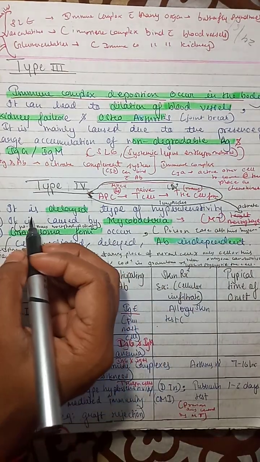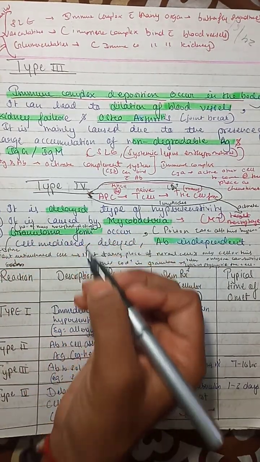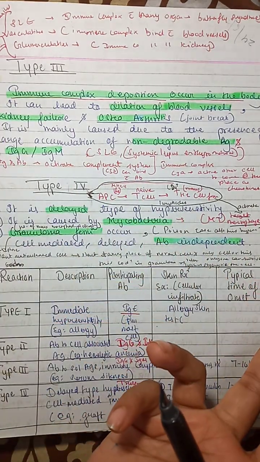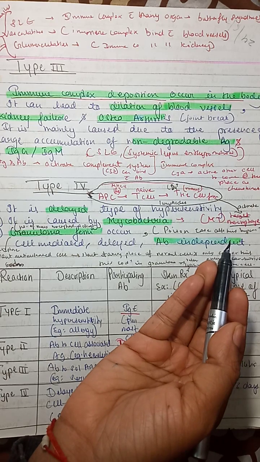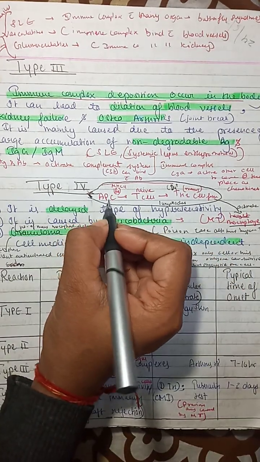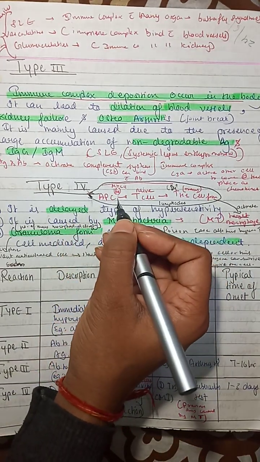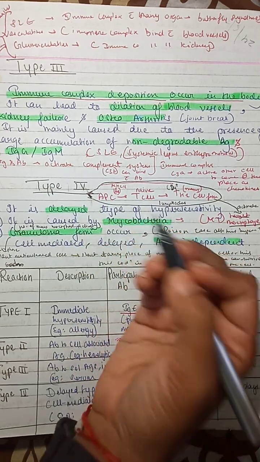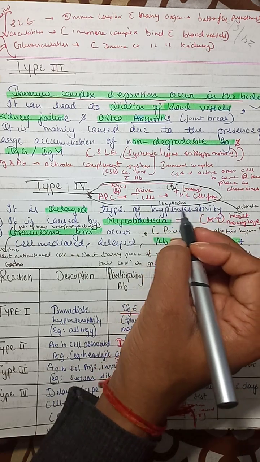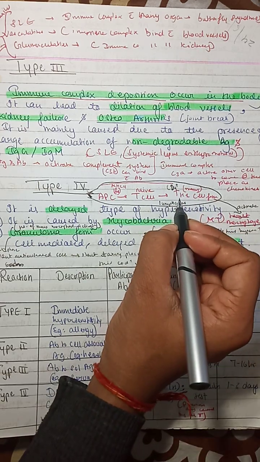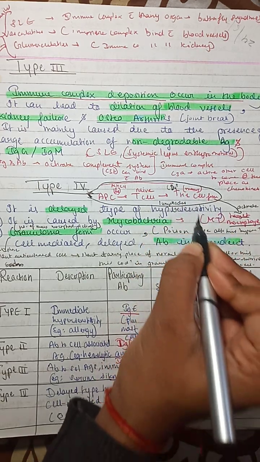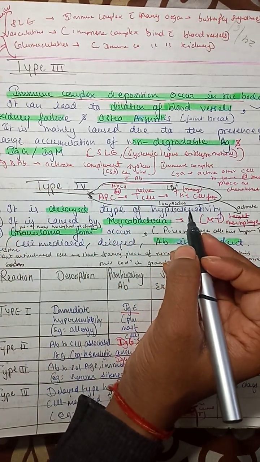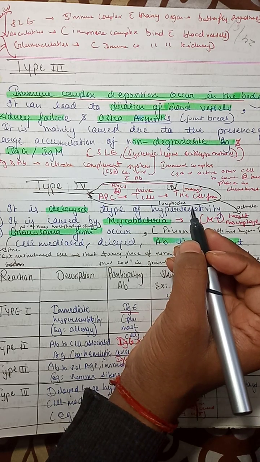Now, what is type 4 hypersensitivity? In type 4, antibodies don't play any role. It is a delayed type of hypersensitivity. What happens is that antigen presenting cells with MHC II present the antigen to naive T cells, and with the help of CD4, they activate Th1 cells. We already saw Th1 in the previous video. I hope you will watch the previous videos of immunology.